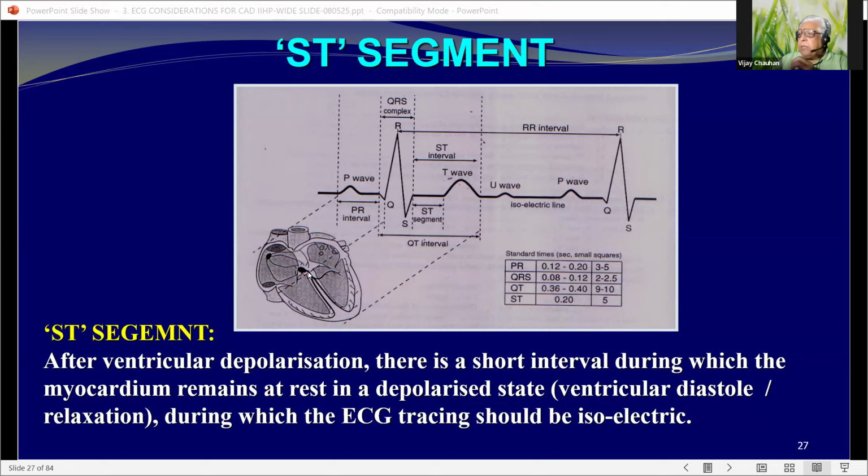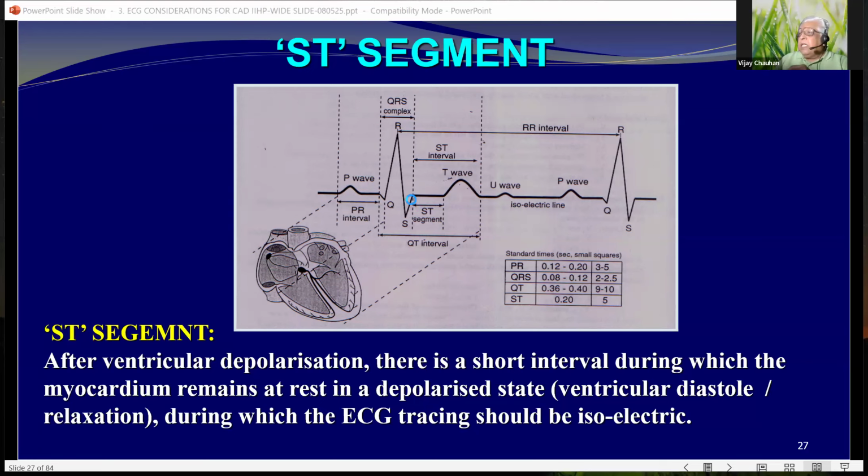Once it goes to the bundle of His, it travels to the right bundle branch and left bundle branch, which ultimately go to the left ventricle and right ventricle. There are finer elements of these fibers, the Purkinje fibers. They activate the muscles present in the ventricles, right and left. That component is the QRS complex, Q, R, and S complex. That complex indicates the ventricular contraction, meaning ventricular systole.